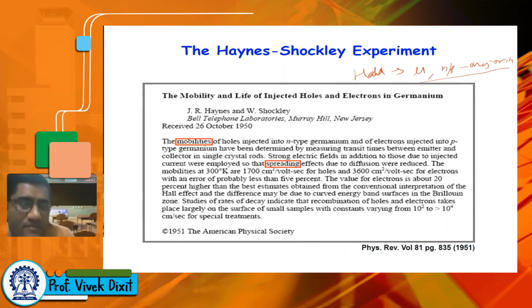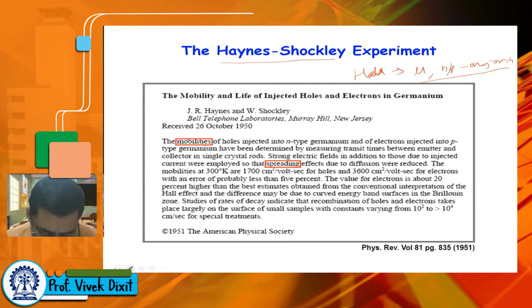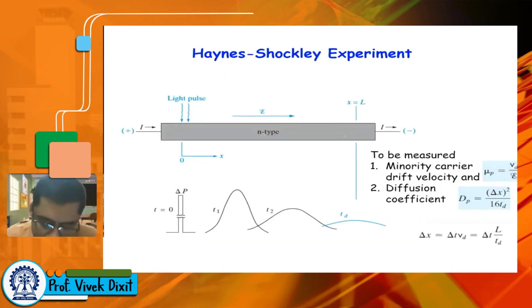So to measure the mobilities of minority carriers, an experiment was designed by Haynes and Shockley, right? They took an N-type semiconductor, I think germanium only. Then what did they do? Let's say you induce a light pulse here. So at t equal to 0, you induce a pulse, and the pulse width is very small, delta t is small.